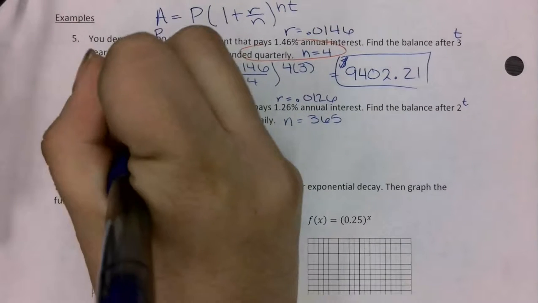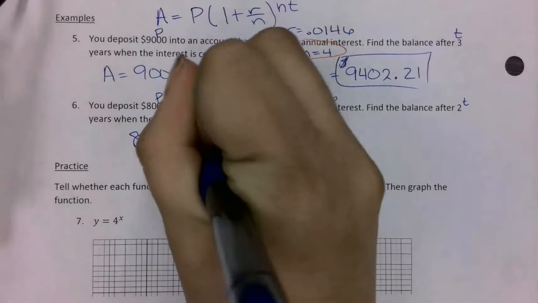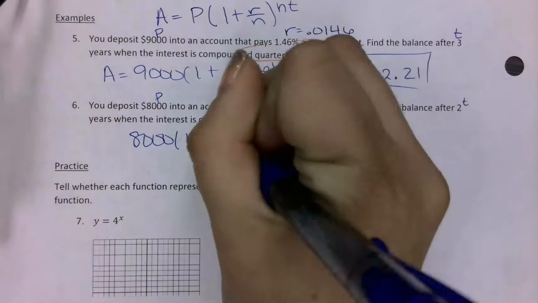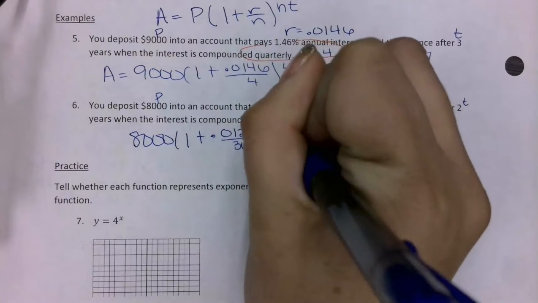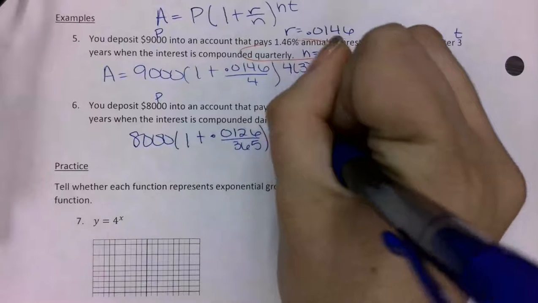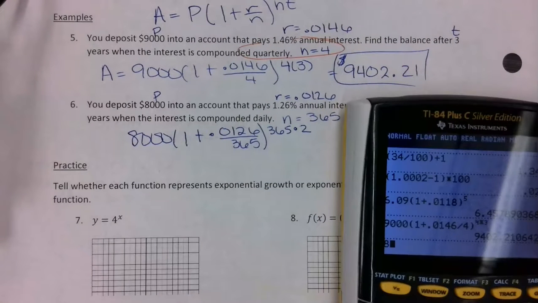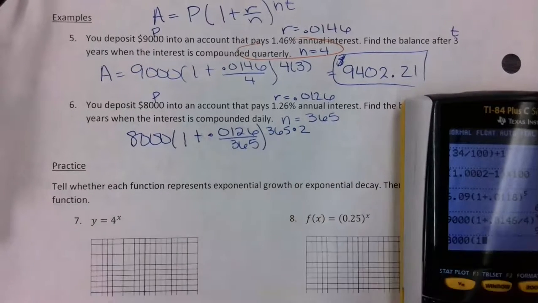Okay, I'm gonna plug into this formula. Wait, what numbers went on the outside? 8,000, the amount I started with. I mean, no, on this outside. 365, and then the time.